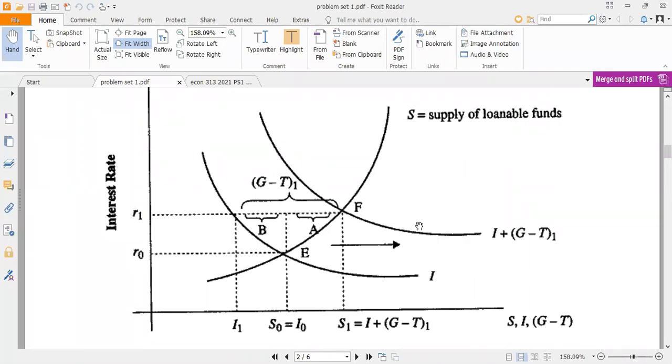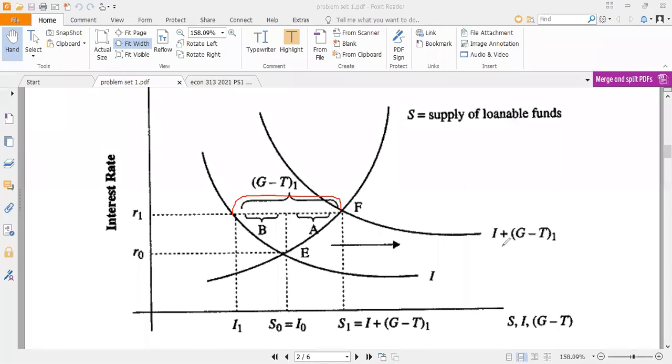So this is our new demand for loanable funds. Because of the introduction of the G minus T, there's an increase in interest rates. This G minus T is calculated by this horizontal distance. The sum of A and then B from this side to this side is our G minus T.